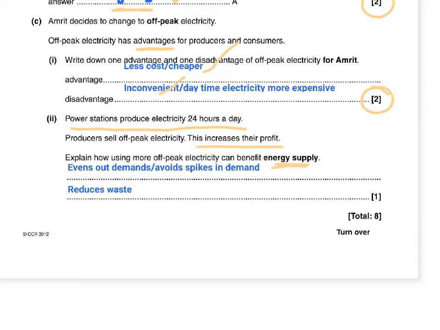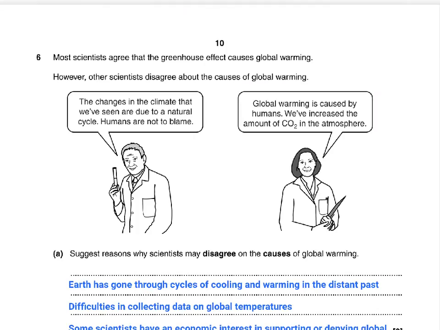Well, the most obvious benefit is if you're encouraging people to use electricity at night, then you're evening out the demand, and you avoid those spikes in demand that can cause real pressure and load on the national grid. So there are times when they can be very close to not having the energy that the country needs. And obviously it reduces waste, because if you're generating this electricity constantly at night and it's not being used, it's very difficult to store. So ultimately a lot of it is wasted. Anyway, you only need one of those points to get your mark.